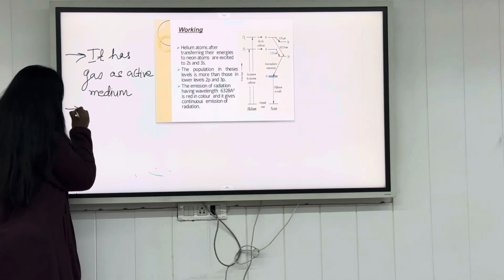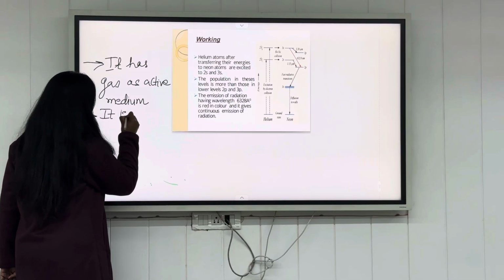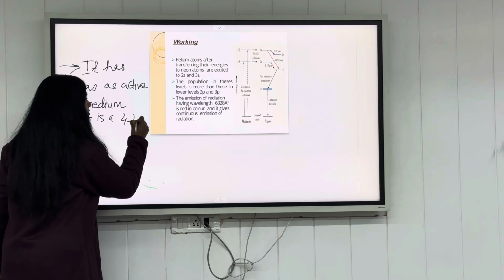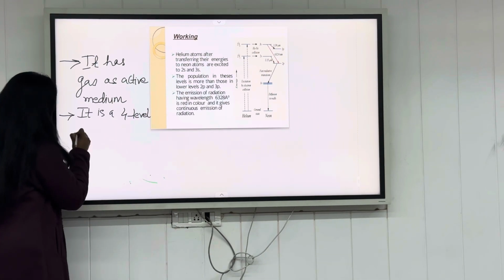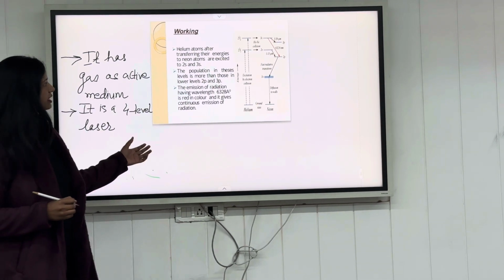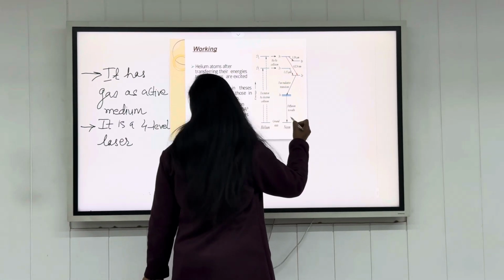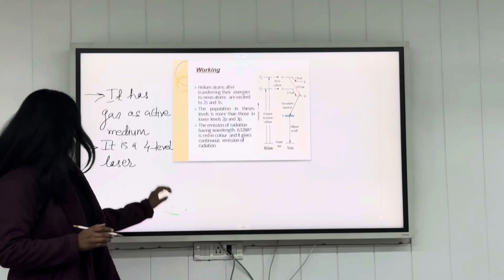Now the second point is that it is a 4-level laser. How is it a 4-level laser? 4 levels are included in the laser action. So this is a 4-level laser.